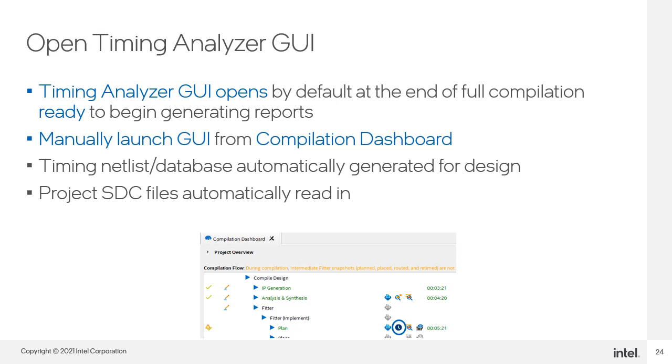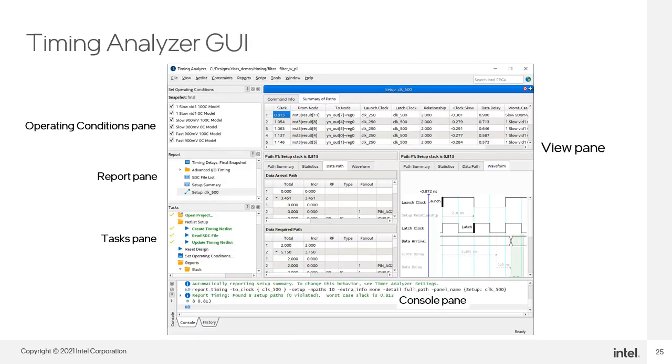When the Timing Analyzer GUI opens, the timing netlist is generated and the SDC files belonging to the project are read in. Now you're ready to generate reports. The Timing Analyzer GUI is made up of different windows called panes. The various panes are the operating conditions, report, tasks, view, and console pane. I'll talk about each one in the following slides.